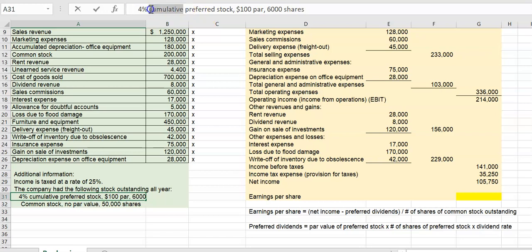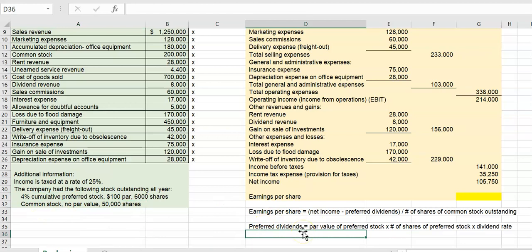What does cumulative mean? Well, the word cumulative that we see here is not relevant to our calculation of dividends. What cumulative means is if the company didn't have enough cash to give dividends to those preferred stockholders, they have to go back and pay whatever was missed earlier. So that's not relevant to us now. It's just kind of the way some types of preferred stock are stated.